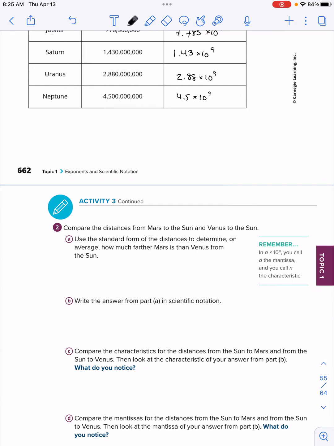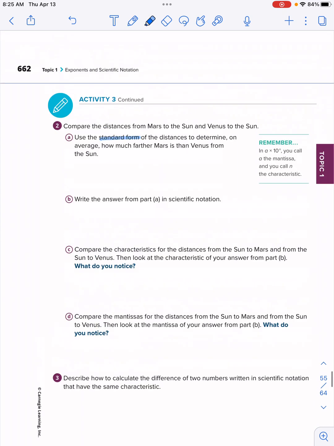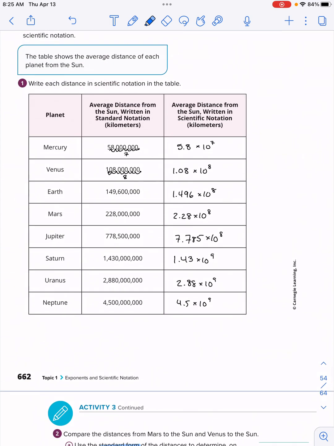So we're on page 663. It says compare the distances from Mars to the sun and Venus to the sun. So A, use the standard form of the distances to determine on average how much further Mars is than Venus from the sun. So we're going to take this in standard form. So we need both those numbers. Let's take Mars and Venus. We have Venus right here, Mars right here.